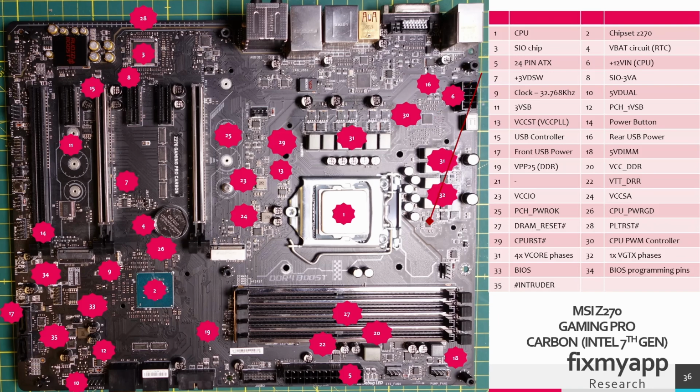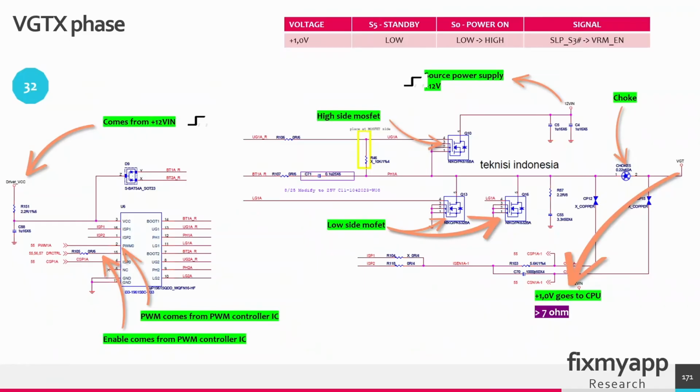And this PWM driver IC will start driving the high side MOSFET and the low side MOSFET, and it will provide the graphics core power for the CPU. So the principle is still the same. In power sequence 32 we have to create graphics core voltage of 1 volt. In the standby state this voltage is not present, and in the power on state this voltage of 1 volt has to be generated. This is the PWM driver IC.